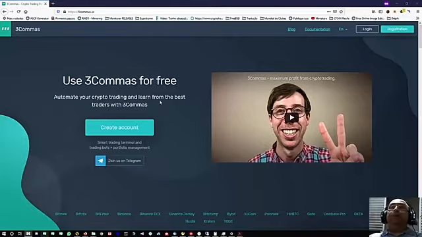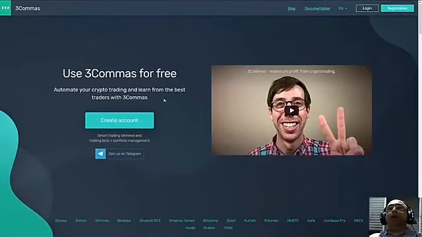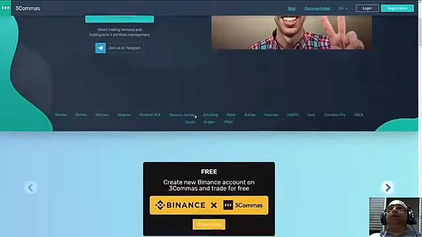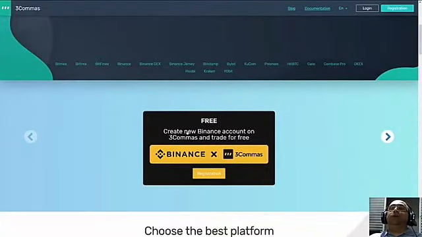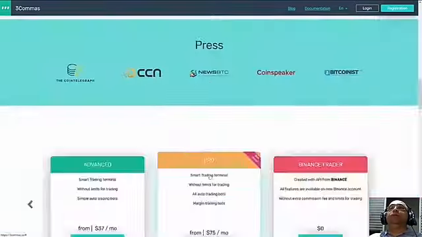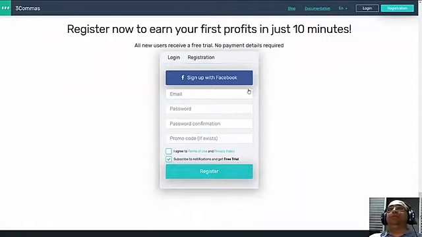We are going to start by showing the sign up process in 3commas. So scrolling down the screen, we see free, create a new Binance account on 3commas and trade for free. So we'll start the registration. Registration is really simple. You can even use your Facebook account if you want. Just put here your email address, password, confirm, and if you have a promo code, you can use it as well, but who wants to get a discount when the price is zero, right?